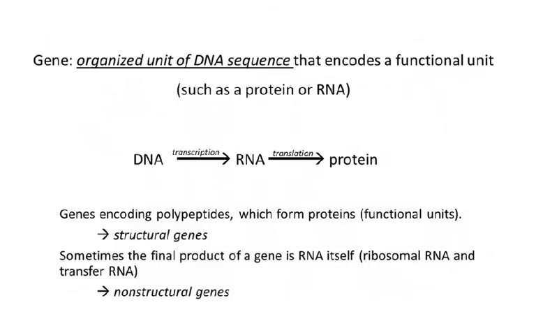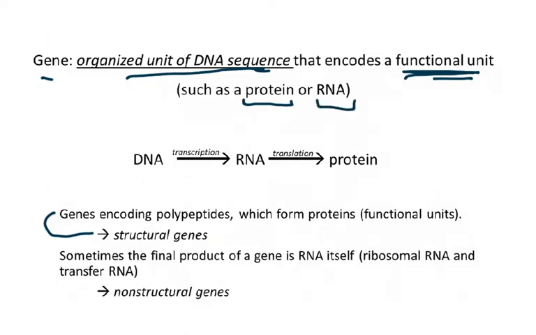So here you can start to see some of those definitions written out. A gene is an organized unit of DNA sequence that encodes a functional unit. Now, one clarification I want to make here is, even though we typically talk about this as becoming a protein, and the protein being the functional unit, when that happens, the gene could be considered a structural gene. There are exceptions to this, or other variations of this, meaning that the functional unit that the gene encodes could also be RNA itself.